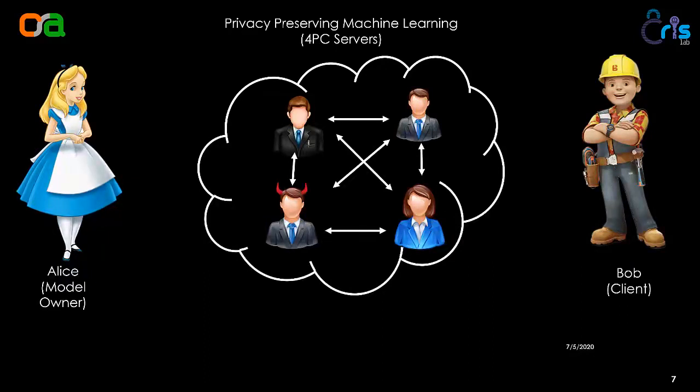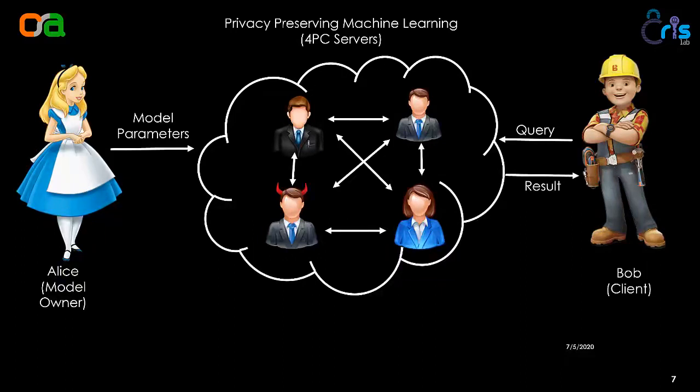So on my left, I have Alice, who is the model owner, and to my right, I have Bob, who is the client. Alice has her trained model parameters, which she shares with the MPC, and Bob has his query, which he shares with the MPC. He wants the output to his query based on the model parameters Alice has shared. So at the end of the MPC computation, he indeed gets the result for his query.